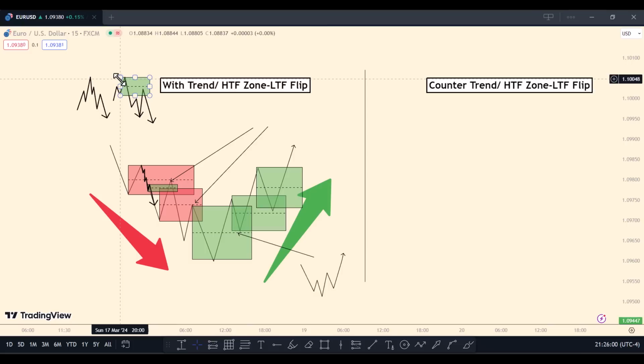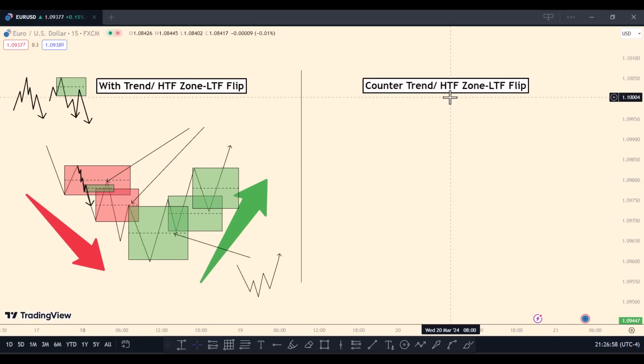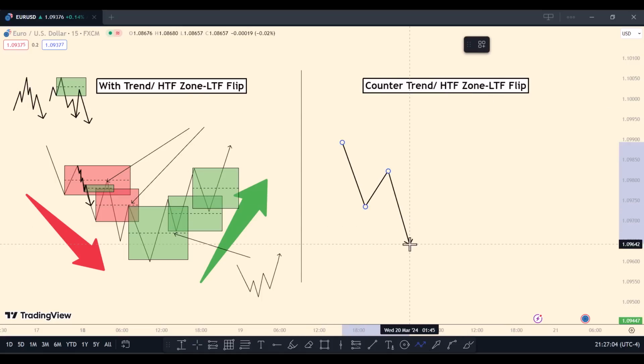All right, so I believe that I have shared all the details regarding the first setup. Now it's time to move on to the counter trend setup. We're going to wrap this one quickly because the lower time frame flip is the same, and also the variations inside the swing point. So the counter trend, higher time frame zone, lower time frame flip, it will look something like this.